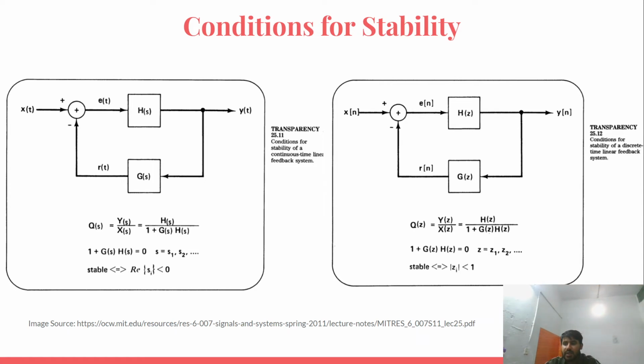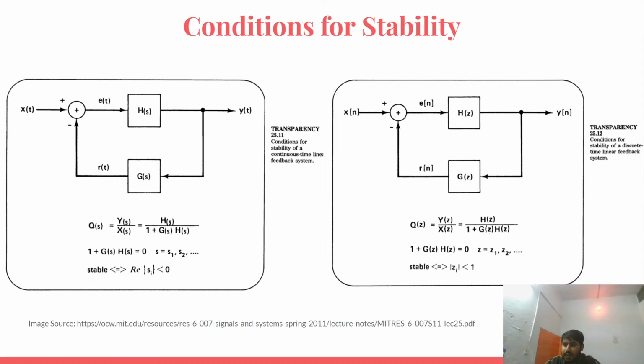Now, finally, to examine the stability, we know that we examine the roots of the equation 1 plus g of s times h of s equal to 0, which is the denominator. As long as we choose g of s such that the poles of this equation are on the left half of the s plane, we know that the system is stable. But this applies only for the continuous time case.